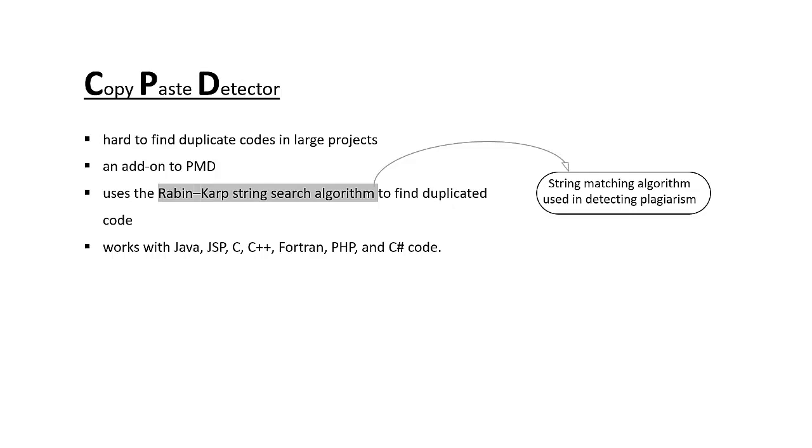How does this copy paste detector work? It uses the Rabin-Karp string search algorithm to find the duplicated code, and this search algorithm was initially used in detecting plagiarism, as it is a string matching algorithm. The copy paste detector works with Java, JSP, C, C++, Fortran, PHP, and C# code also, which is a big variety.